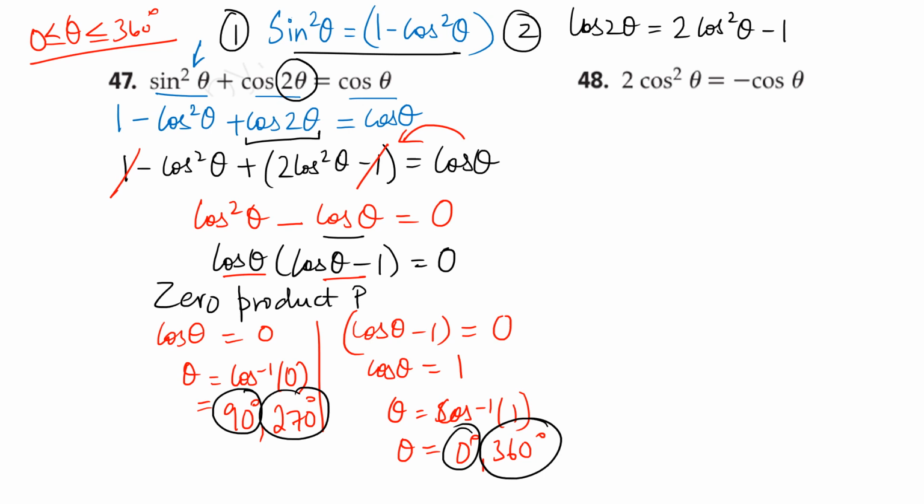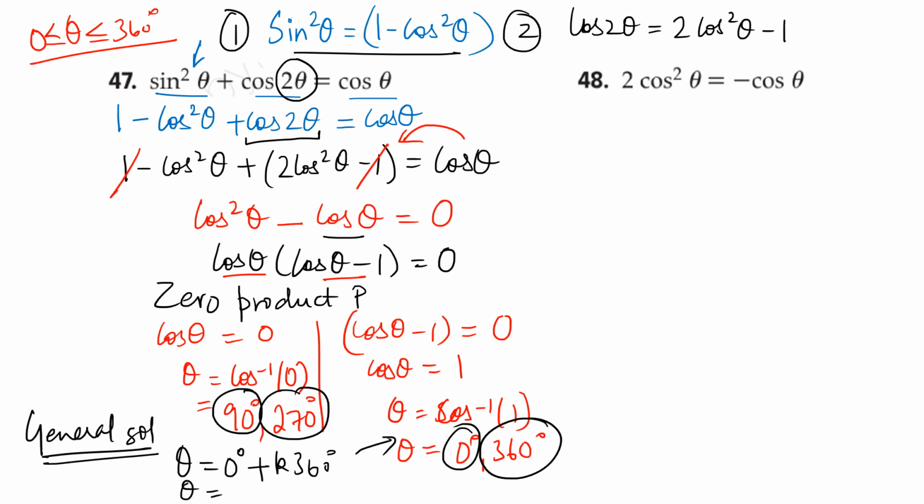Now these are specific solutions, but if the question asks you for general, again you will do the same thing. So we can write general solution. How do we write general solution? General format is to just add the period to it. So I can write 0 degree plus k times 360 degree. I write that for this one, and for this part I'm writing theta as, let's take only the first one, 90 plus k times 180. This is the final answer.